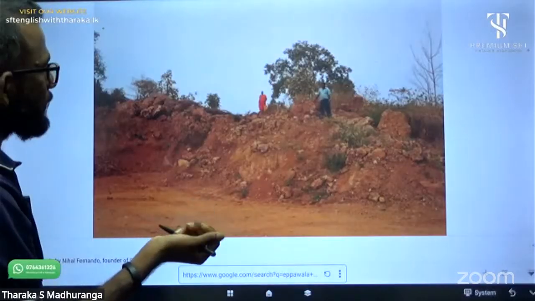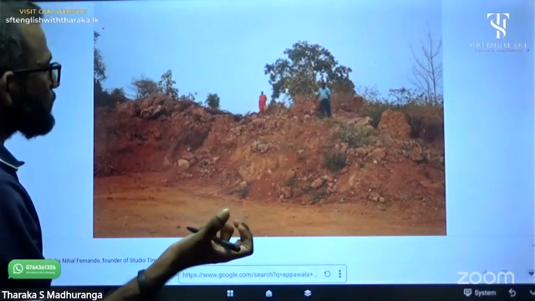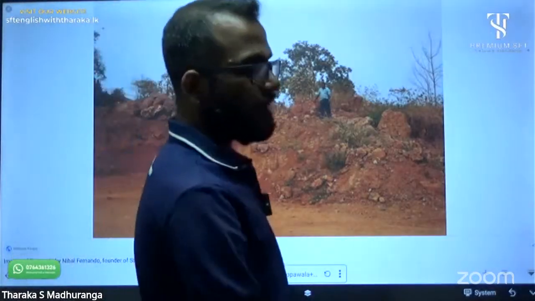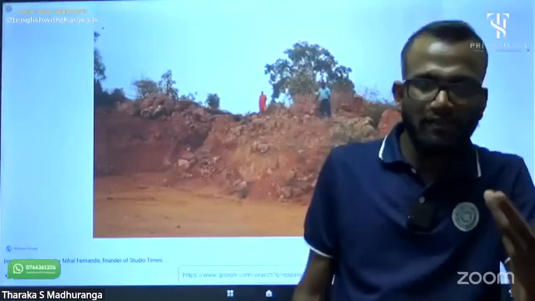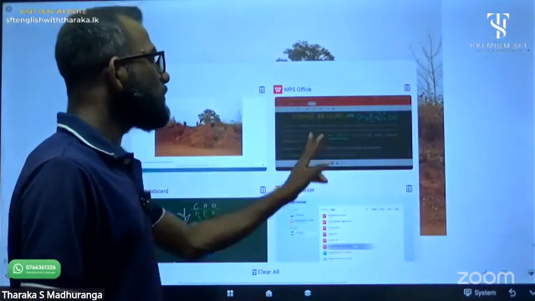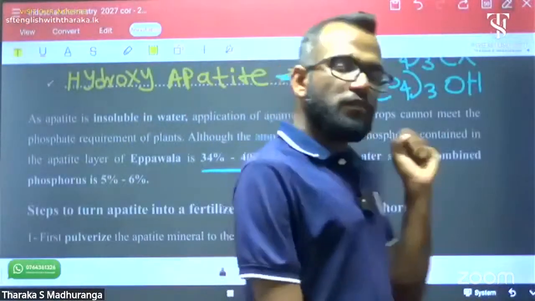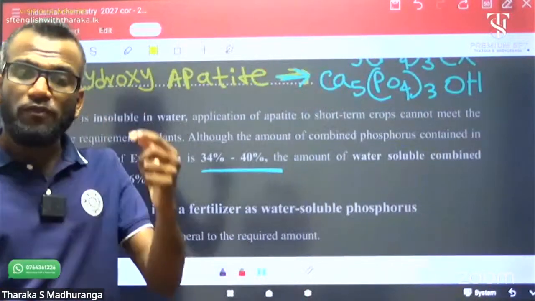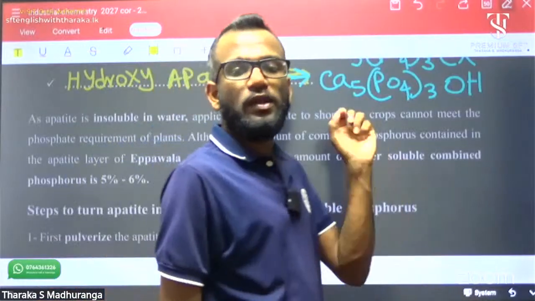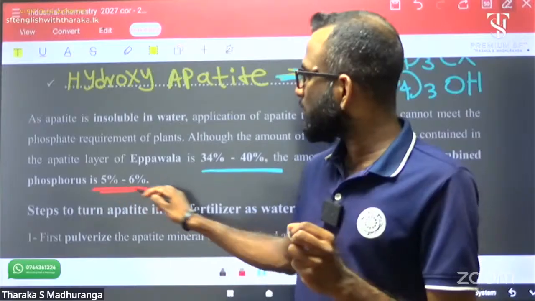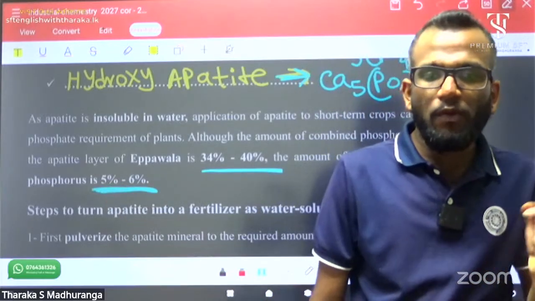The soil contains 34 to 40% of phosphate. It's actually calcium phosphate, but we can separate the phosphate and use it for the production process. But the problem is that of this 34 to 40% phosphate, the water soluble phosphate amount is only 5 to 6%. The water soluble amount is very low.